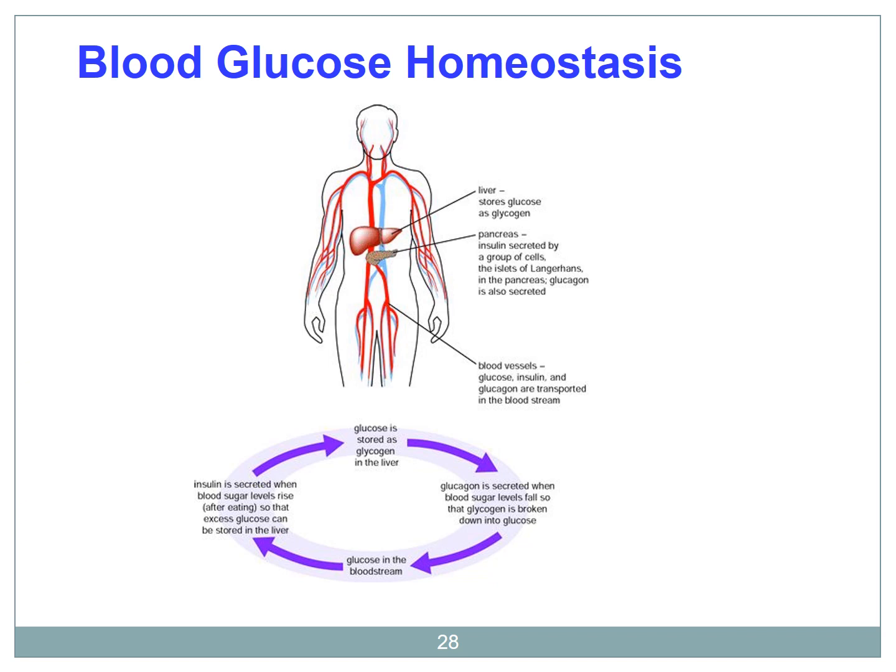You just ate a donut. Insulin is secreted when blood glucose levels rise after eating, so that your cells are able to utilize the glucose and excess glucose is stored in the liver. So glucose is stored as glycogen in the liver, and glucagon is secreted when your blood glucose levels fall, so that the glycogen can be broken down and released into your bloodstream as glucose.